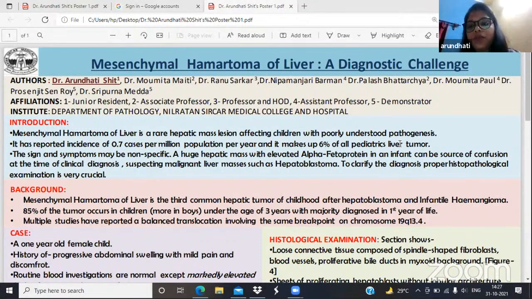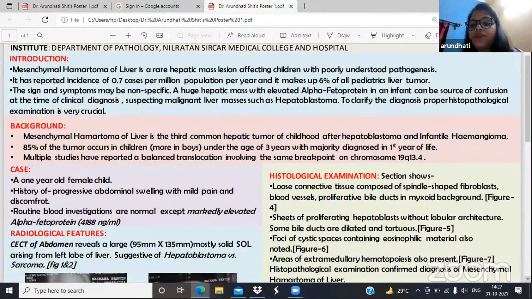The etiopathogenesis of the tumor is poorly understood, but multiple studies have reported that there is a balanced translocation on chromosome 19q13.4. Today, I am going to present a 1-year-old female child with history of progressively increasing abdominal swelling with mild pain and discomfort. Her blood reports were normal, except her serum alpha-fetoprotein level was markedly high. She was clinically diagnosed as a case of hepatoblastoma.